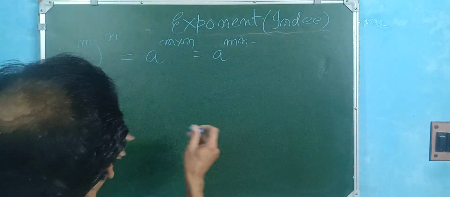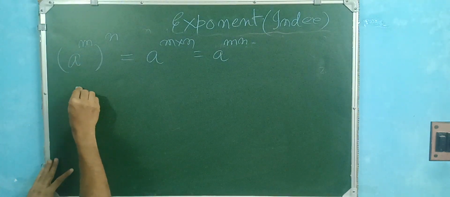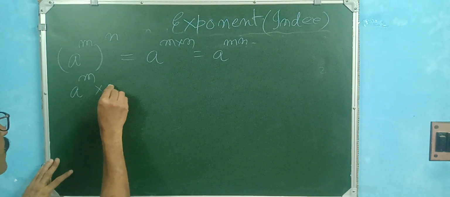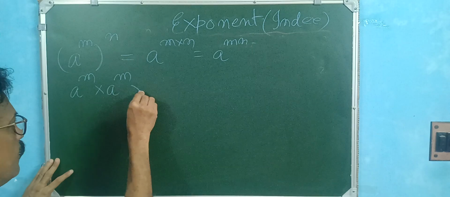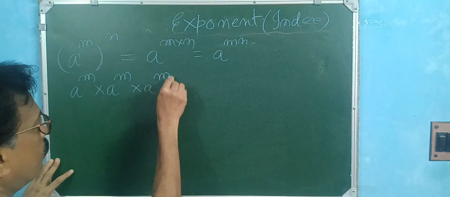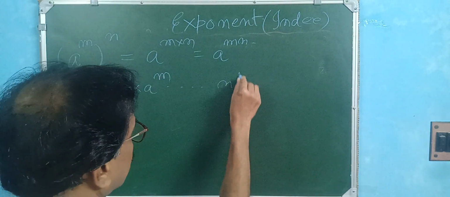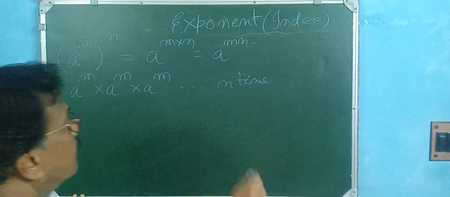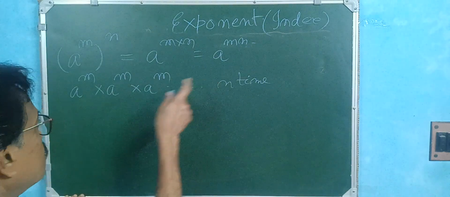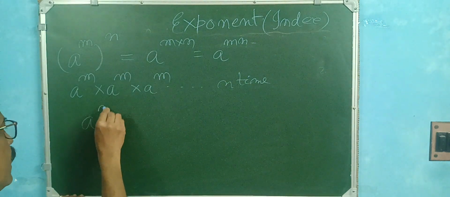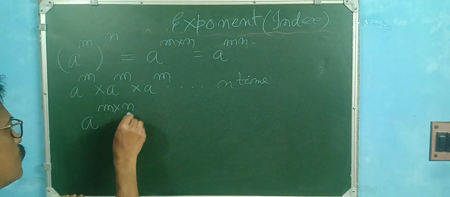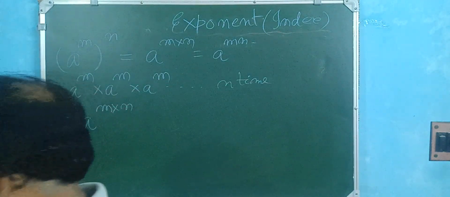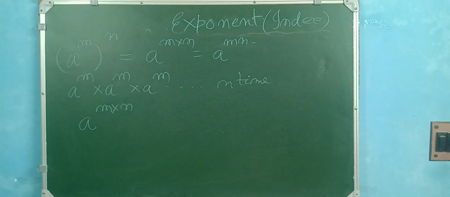Actually, what is the proof? This is a to the power m, and the power is n, that means a to the power m into a to the power m and so on, n times. All are added, so actually this is m, n times. Ultimately a to the power m into n times. So a to the power mn. Now the application of this.